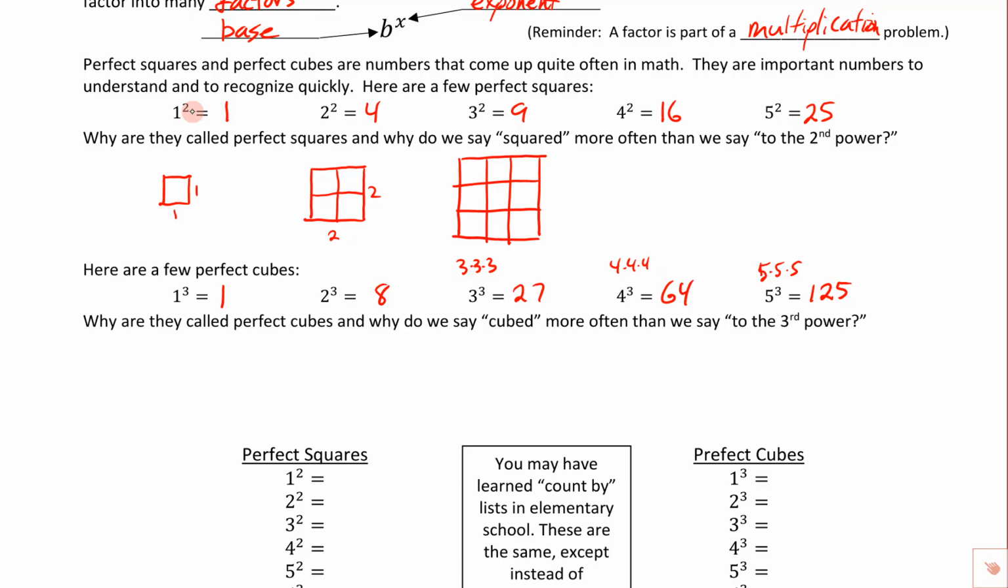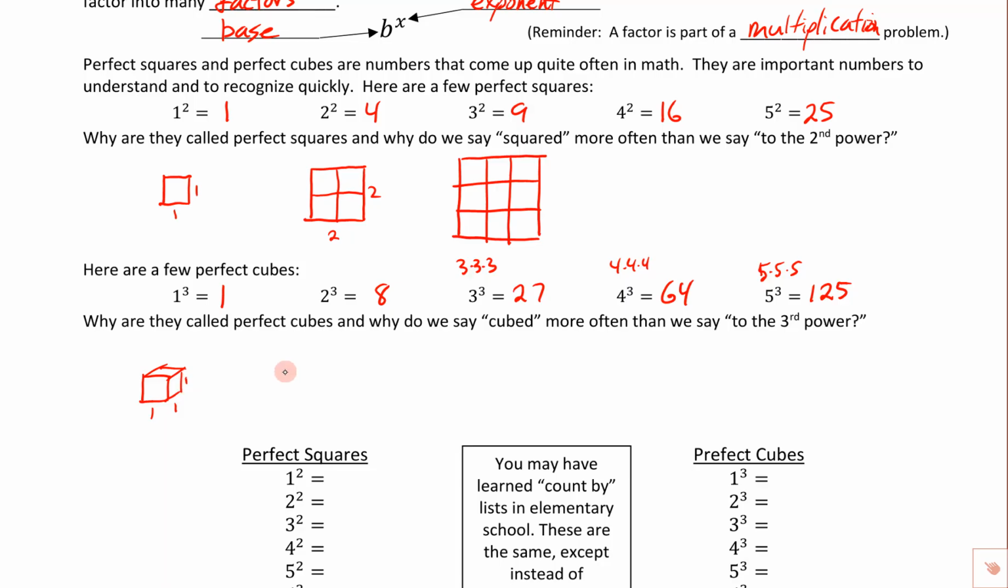1 squared makes, if we've got a square 1 on a side, that's 1 perfect square. Well, now we're talking about cubes, so I'm going to draw that same square again. So this is 1 by 1, and then I'm going to draw another dimension to that. So this is 1 here, 1 here, and 1 here. So that is a cube that's 1 on a side. So that's 1 cubic unit, as we'd say.